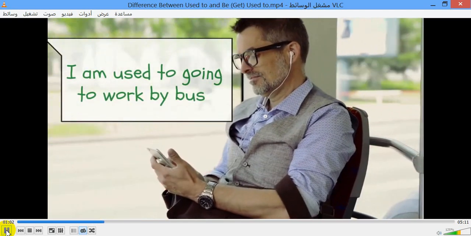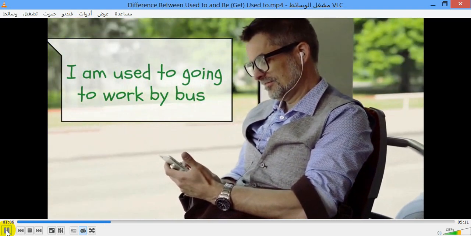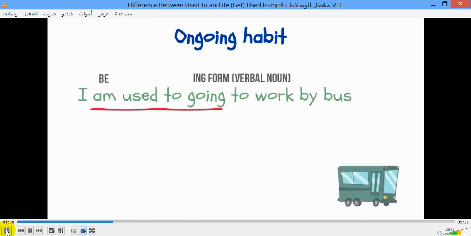Now another example. I'm used to going to work by bus. In this case, we're using the construction be plus used to plus ing form, which is also known as the verbal noun, or in older references the gerund, and the meaning is different. Now it's not about something that happened in the past and is not happening anymore, but about a well-established ongoing habit. Ongoing means that the action, state or habit is or was present at the moment described.